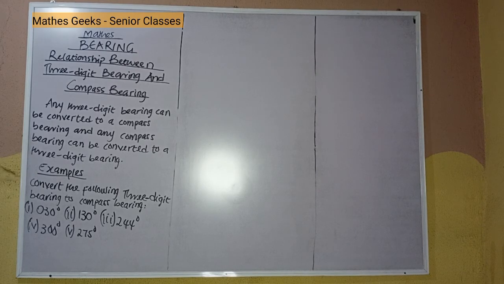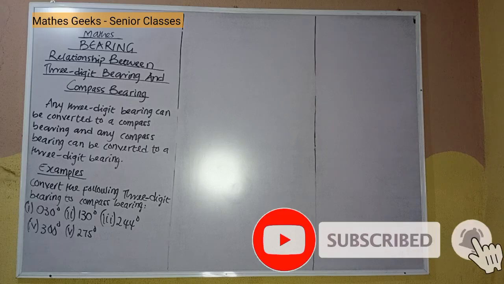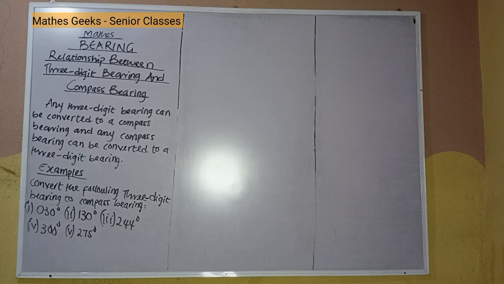In this video, we're going to look at the relationship between 3-digit bearing and compass bearing. This is a continuation from the last lesson in the previous video, where we looked at what bearing is and the types of bearing, which are 3-digit bearing and compass bearing. If you are just watching this video and you haven't watched the previous one, you can go back and watch that one first, or after this, for a comprehensive understanding of what we're going to do here and henceforth. Okay, so let's proceed.